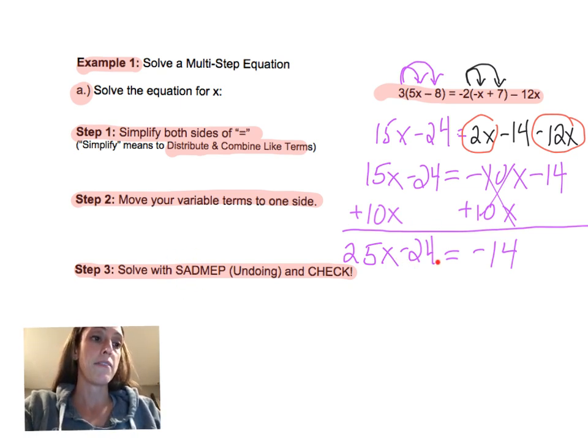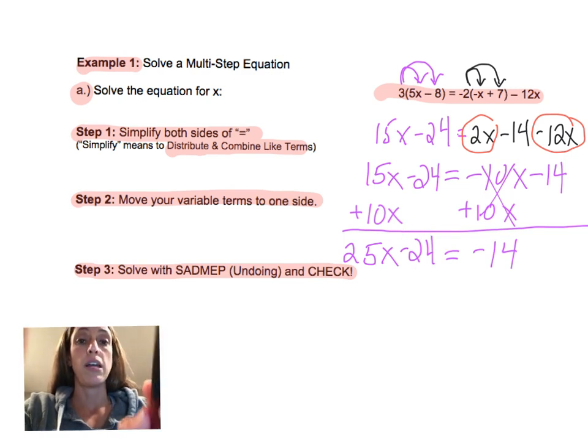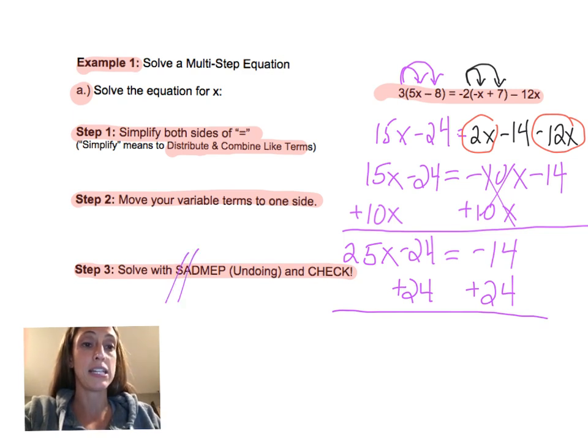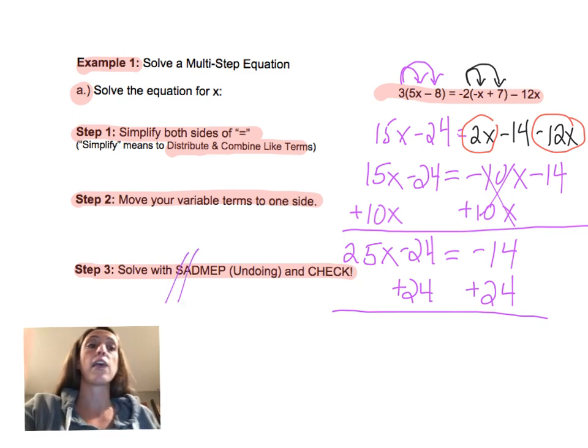And I see that in this particular expression on the left-hand side, I have a minus 24. So I have to undo minus 24. If I want to undo minus 24, I'm going to add 24 to both sides. So that gets rid of the subtraction, and I did it with addition, so that takes care of the S and the A. And I'll go ahead and now balance my equation.